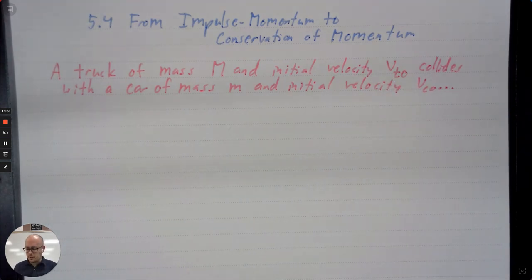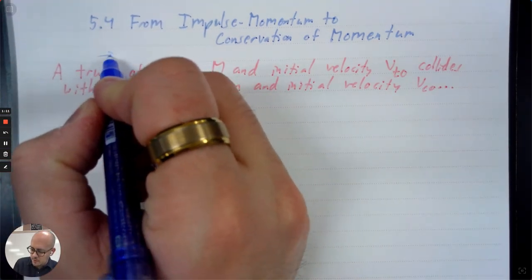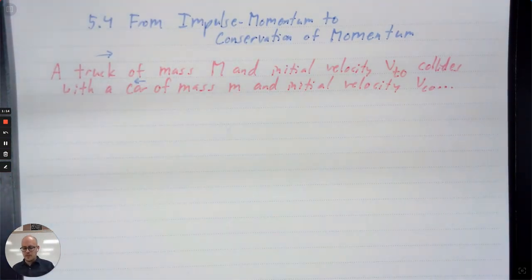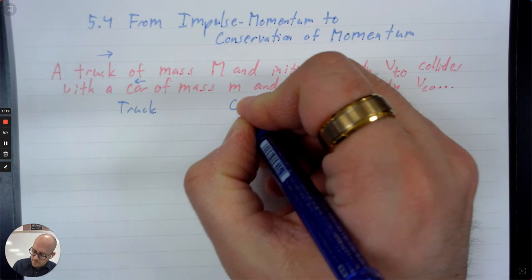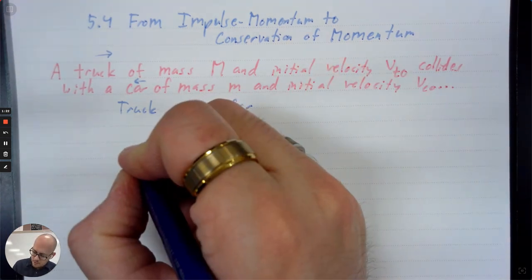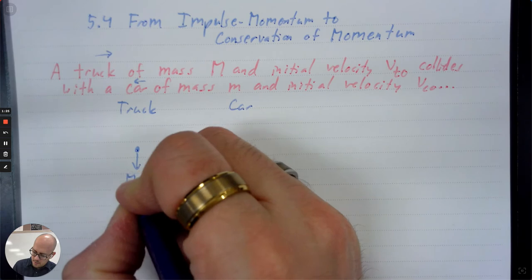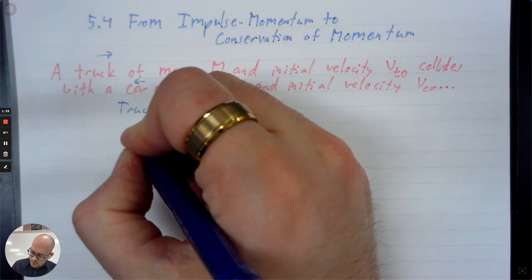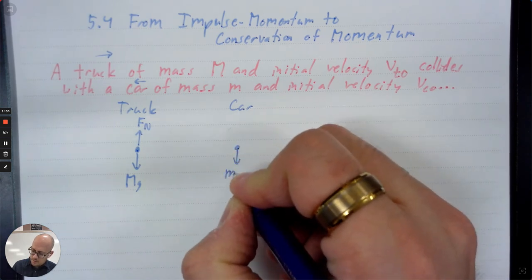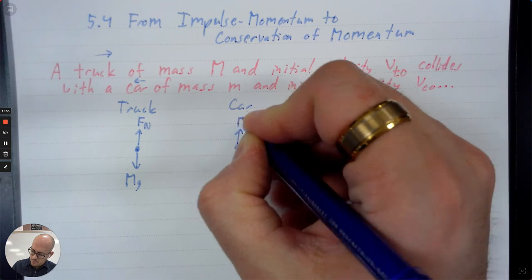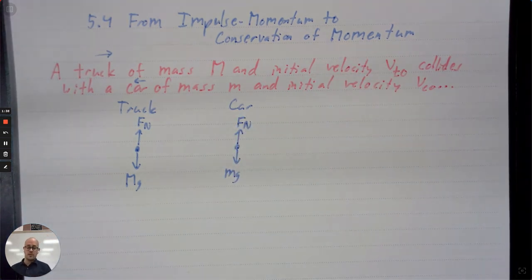Now, we'll imagine maybe that the truck is moving this way and the car is moving this way. As far as the forces that act on the truck and the car, the truck has a weight of big M times g and a normal force. The car has a weight of little m g and a normal force. Those normal forces are different because the weights are different. And then they collide. So they are coming at one another. Maybe not, but we're going to imagine that they're coming at one another.